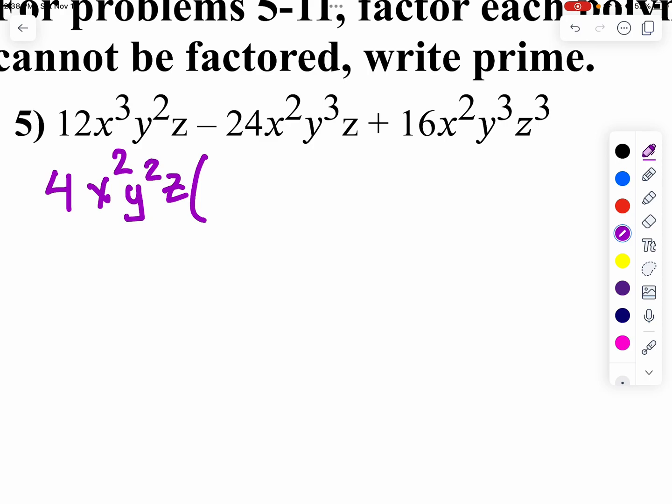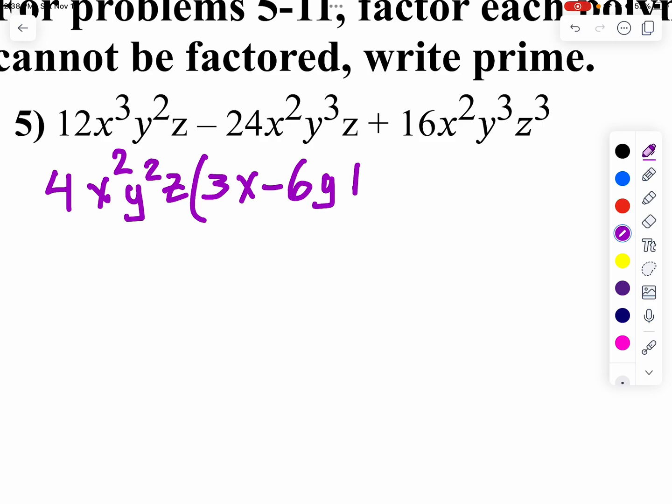Now, let's write down what's left over when you factor that out. 4 times 3 is 12, or 12 divided by 4 is 3. I'm missing an x, so I'll put the x in there. I've got the y squared and the z, so that's all I do. Minus, and then 24 divided by 4 is 6. I've got the x squared, but I'm missing the y. And I've got the z.